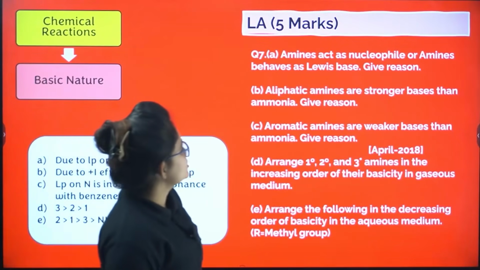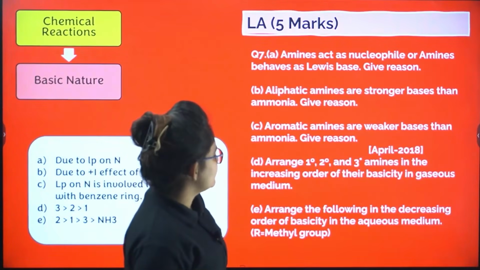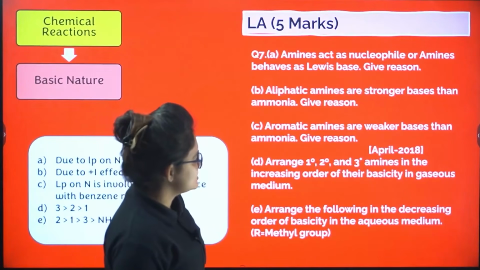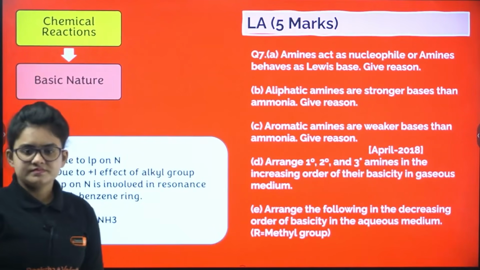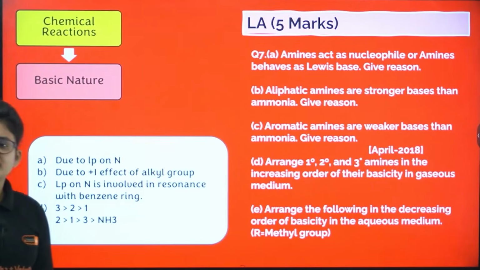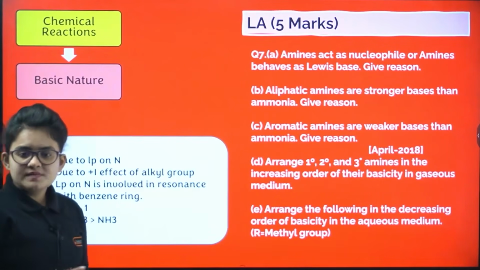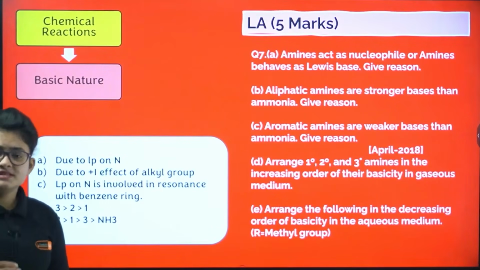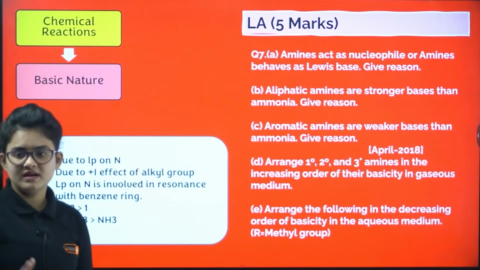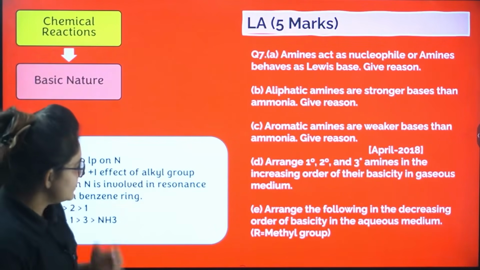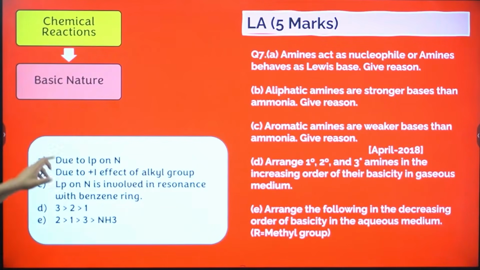Next, arrange 1 degree, 2 degree and 3 degree amines in the increasing order of their basicity in gaseous medium. In the gaseous medium, 3 degree, then 2 degree, then 1 degree. And if it is in aqueous media, then 2 degree comes first, then 1 degree, then 3 degree, then ammonia. Okay, I guess it's clear. Let's proceed further.